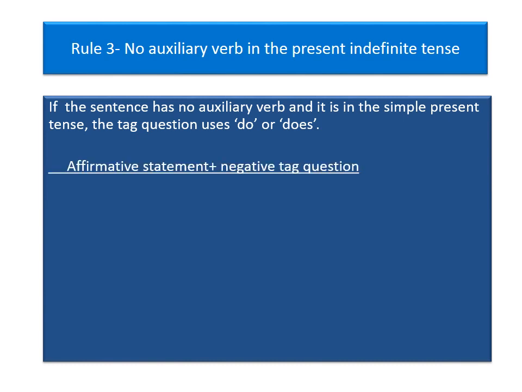For example, if the statement is affirmative, we know that the tag will be negative. For example, you play football, don't you? You see, here we cannot see any auxiliary verb, but the do verb is hidden there, and it will take the negative form in the tag question. It will be don't you?